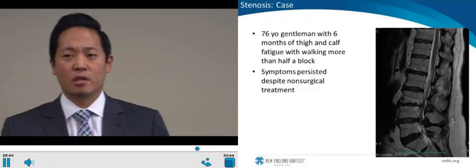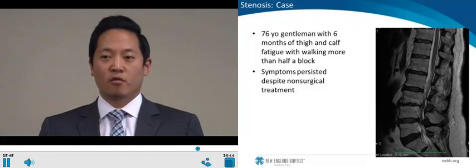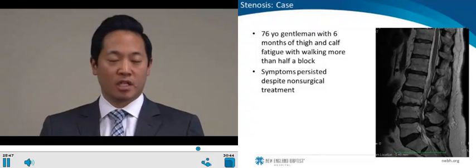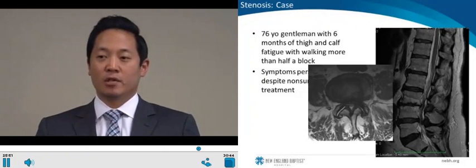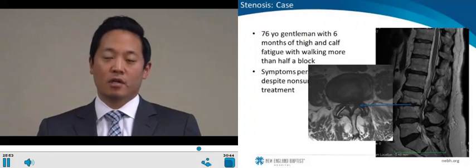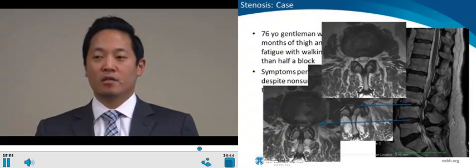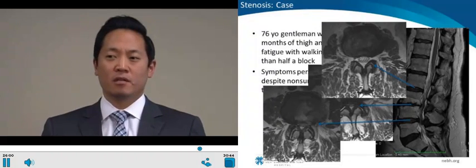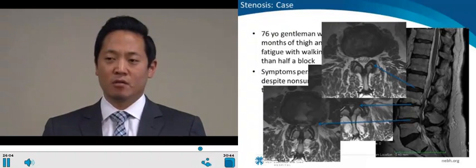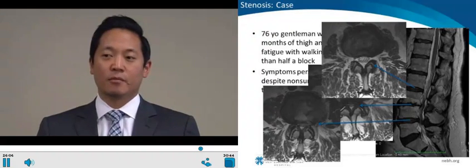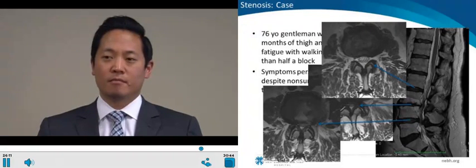Here's a case of a gentleman, 76 years old, with 6 months of thigh and calf fatigue after walking more than half a block. So he presented with neurogenic claudication. His MRI demonstrated L3-4 and L4-5 stenosis. You can see at the L2-3 level, the canal is patent. We also see bunching of the nerve roots, cephalad to the 2 levels of stenosis, and this is commonly seen as a result of the narrowing more distally.